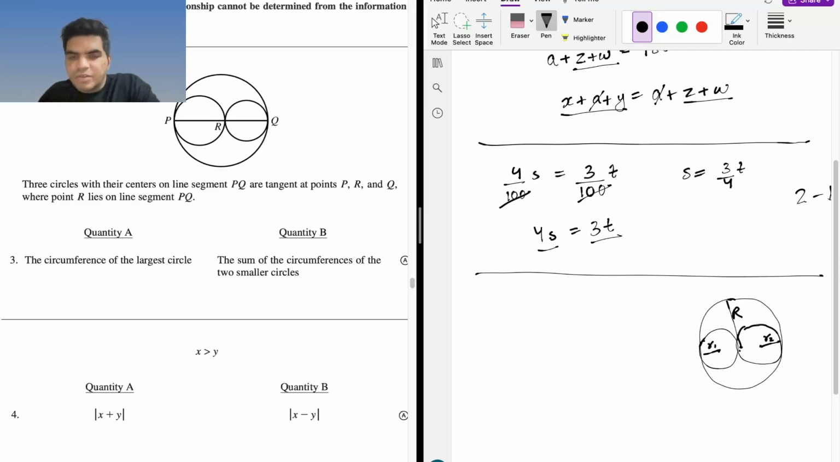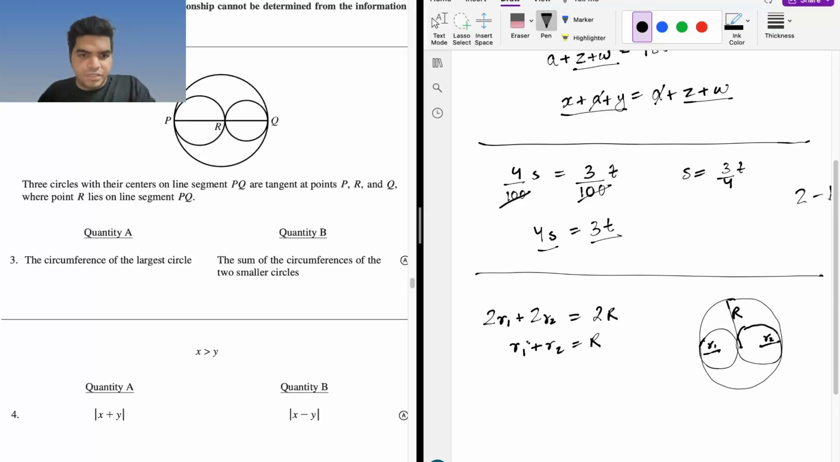Since we are aware that all the centers fall on the same line, we can say 2 times R1 plus 2 times R2 will make the entire line segment, the entire PQ, correct? This PQ can also be written as 2 times capital R, because that is the diameter of the bigger circle as well. So R1 plus R2 is equal to capital R.